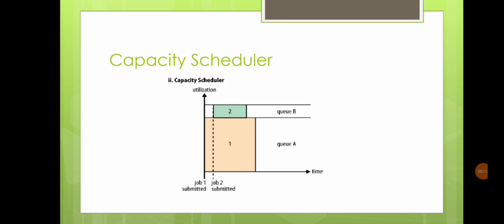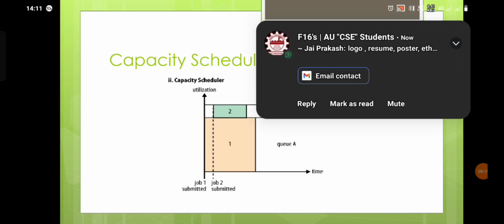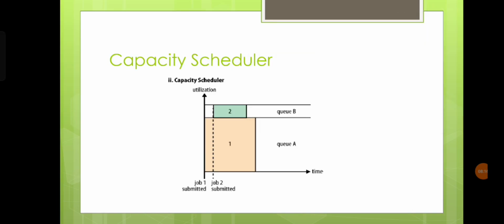How does it work? Resources are divided into a set of queues with fixed capacity. Each queue can hold different applications or jobs, and resources are allocated according to the capacity of the queue. Within each queue, jobs are scheduled based on priorities, and resources are shared according to the predefined strategy.